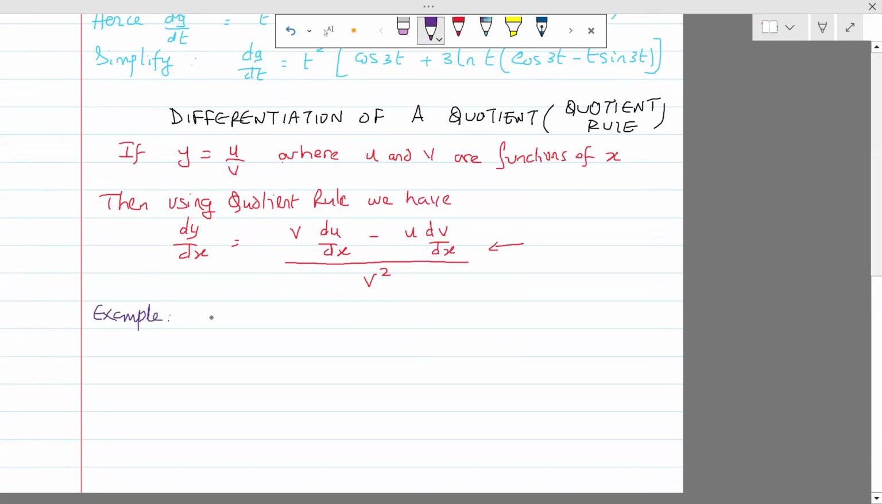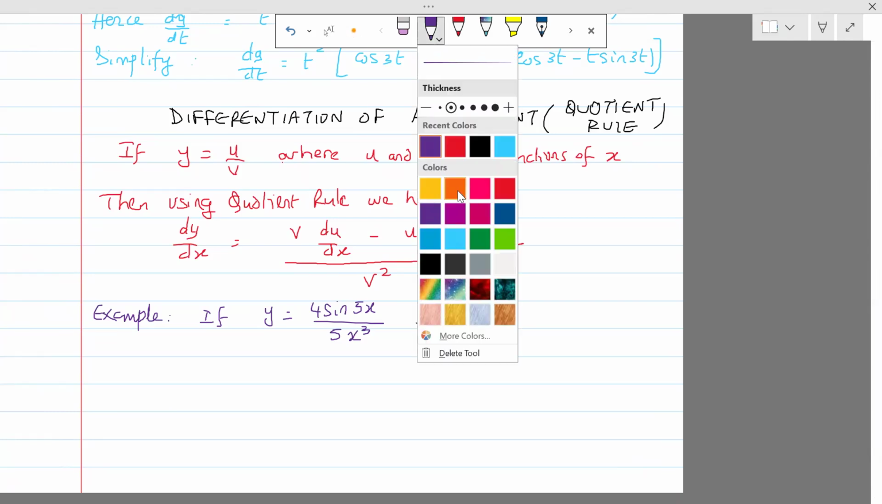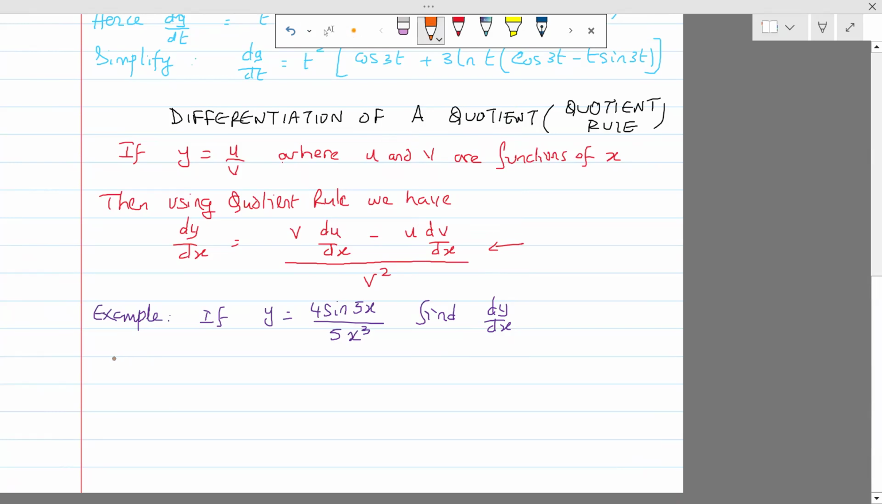Example: if y equals 4 sine 5x over 5x power 3, find dy by dx. So then we use the quotient rule. I take this as u, this one as v, then dy by dx becomes v, this is the v, du by dx. So I'm going to differentiate this now. This one will become 5 times 4, 20 cos of 5x.